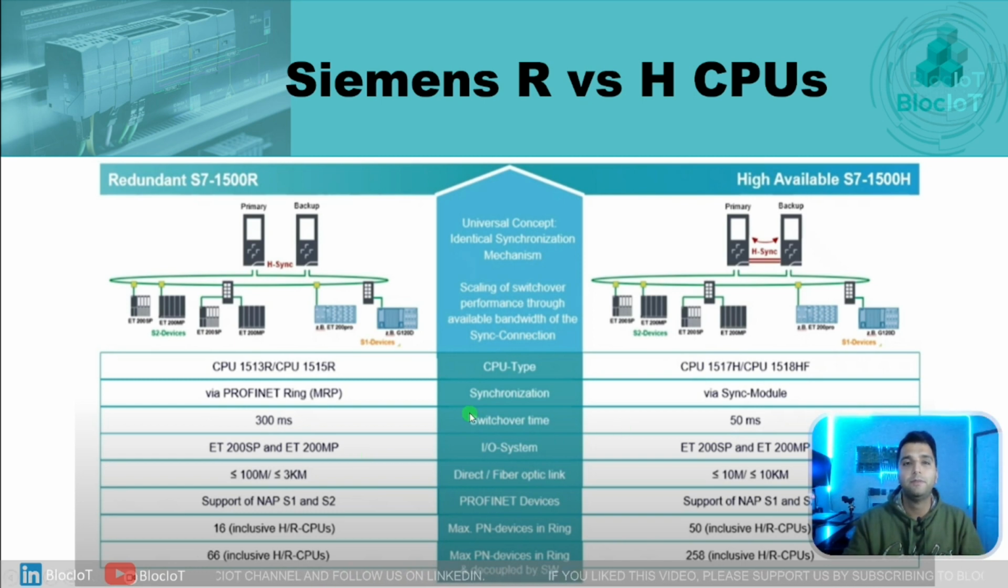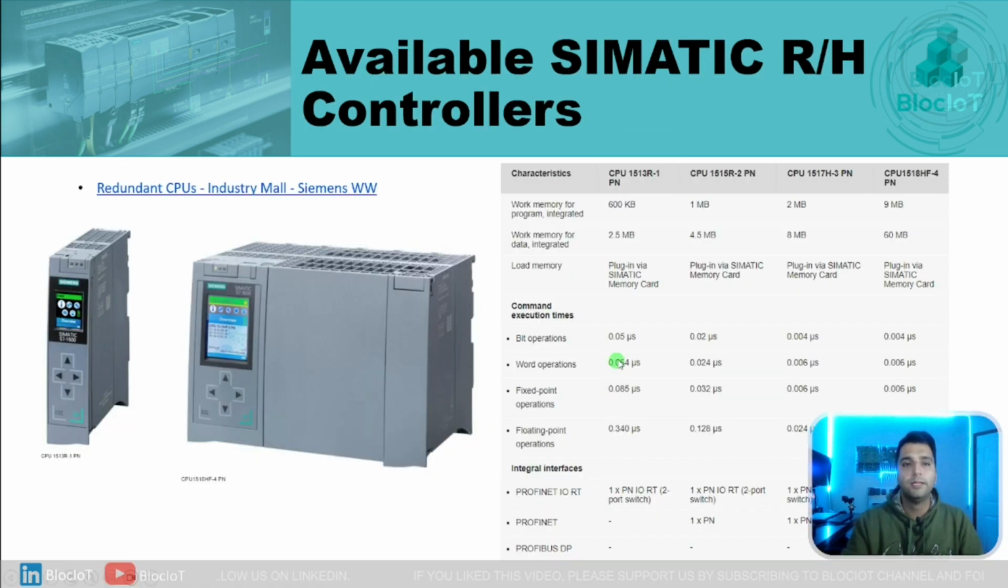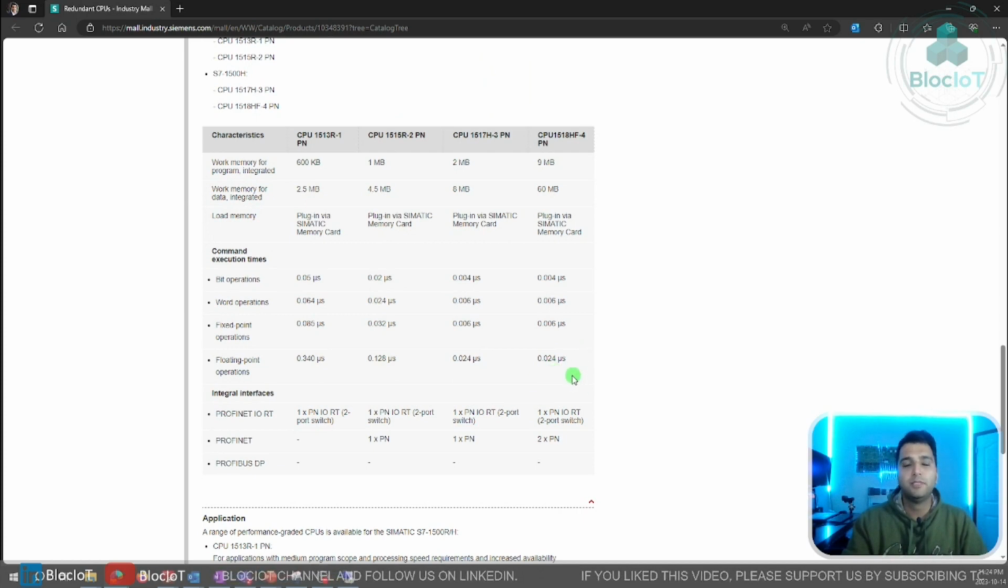Another big difference between R and H CPUs is the distance between the primary and backup CPUs. And lastly, the maximum number of devices in the ring is recommended to be kept under 16 for the R system and under 50 for the H system. Alright, so let's quickly see how many redundant and high available CPUs Siemens has to offer. Overall, the main differences between these CPUs are, of course, the work memory, the amount of program memory that you have, the speed of these CPUs, and the Profinet ports.